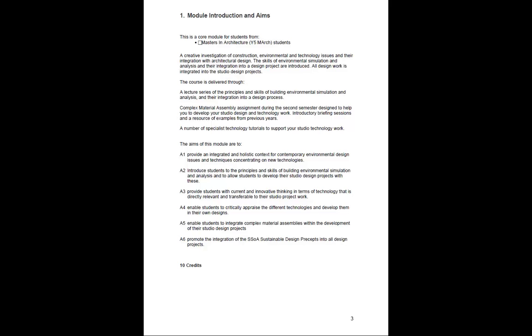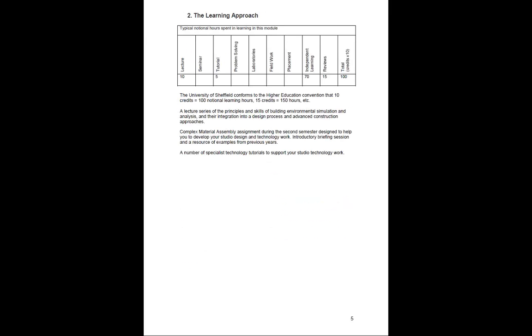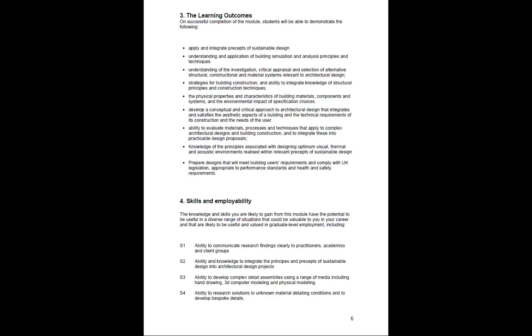The module introduction and aims: I'm not going to read through that now because you can read it yourself. It's a 10-credit module. 10 credits equates to 100 hours of study, and as with a lot of your modules, that is a combination of taught lectures, tutorials, and a large component of independent learning. As I'm sure you're familiar with, in architecture school, you spend a lot of time doing your own project work, and a much smaller time actually sat in lectures. Learning outcomes are there, and skills and employability.